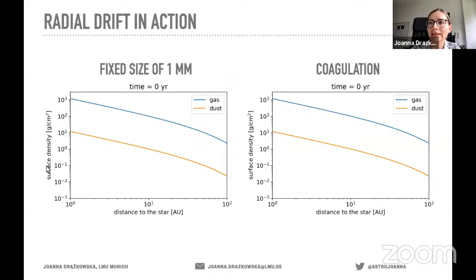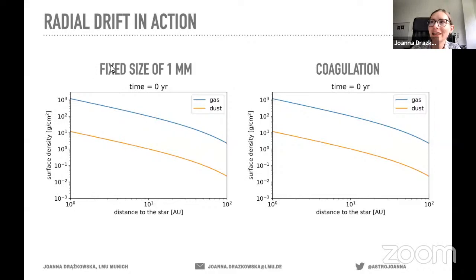So I am plotting here the surface density as a function of the distance to the central star. AU is the astronomical unit for those of you who don't know. And 1 AU is on average where the Earth is in the solar system. And now when we make the models with the radial drift, we find that the outcome depends a lot on the size of dust grains that we assume.